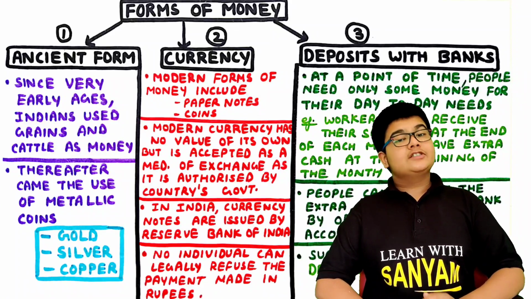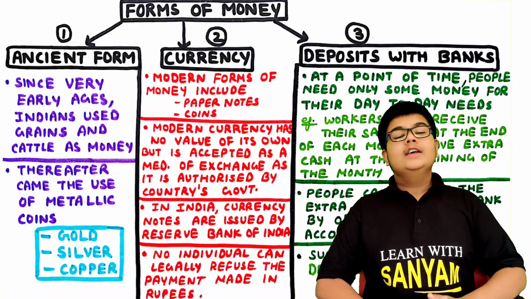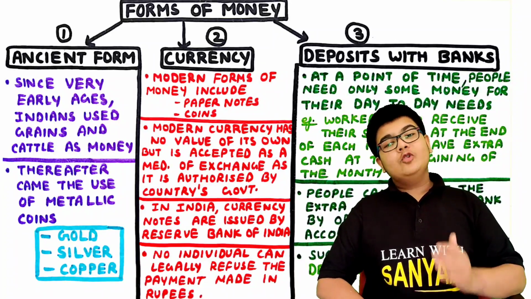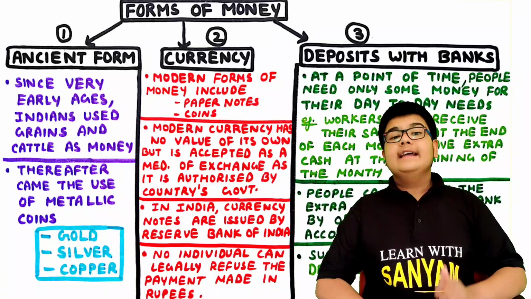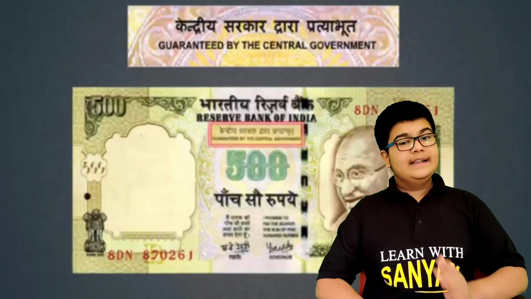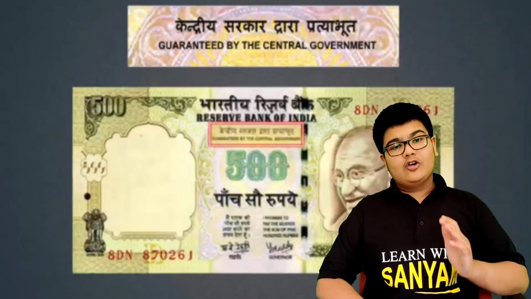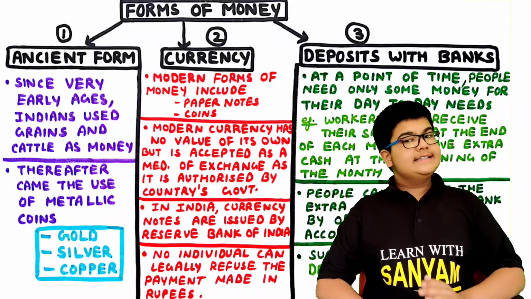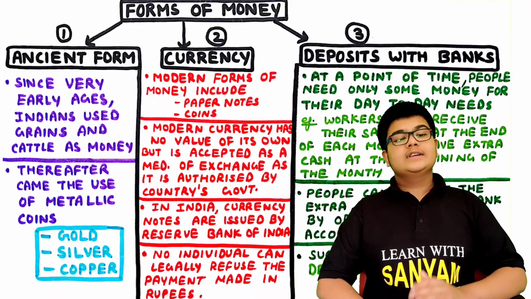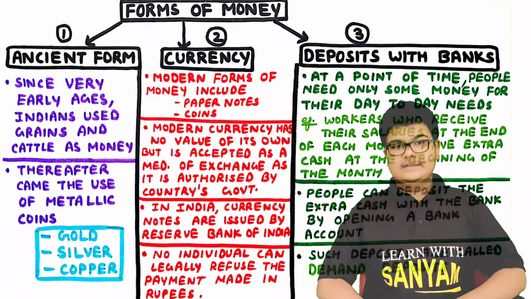Modern currency has no value of its own. So the notes we use today have no value of their own and they're just like paper. But they are accepted as a medium of exchange as they are authorized by the country's government. In India, currency notes are issued by the Reserve Bank of India. No individual can legally refuse a payment made in rupees.